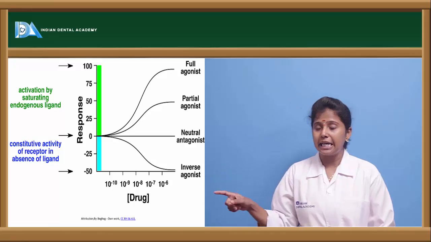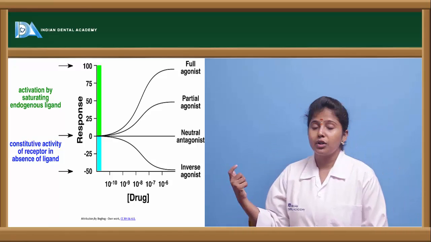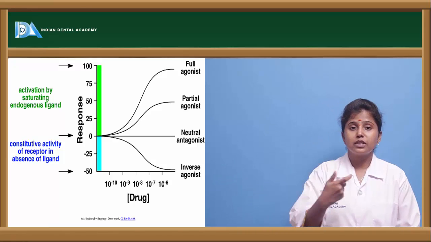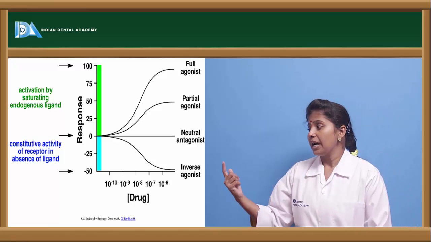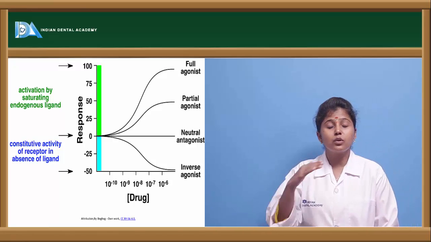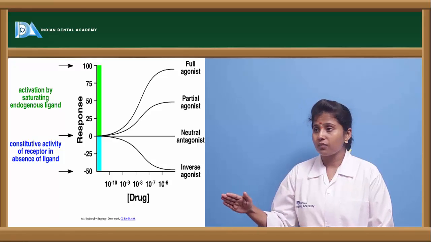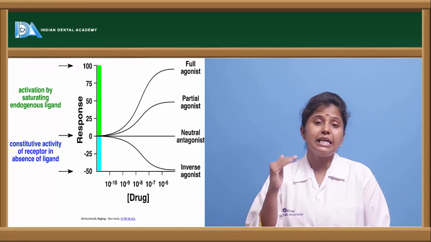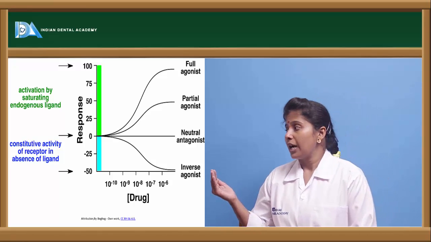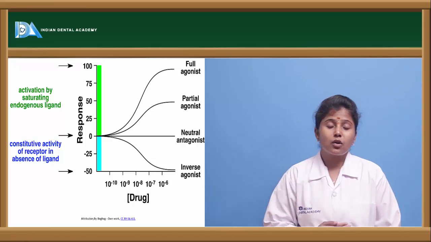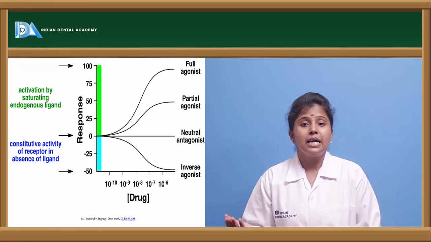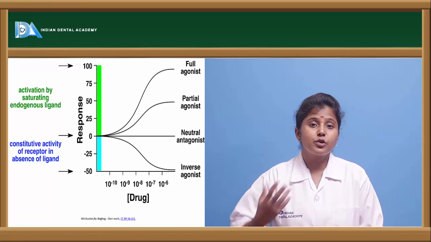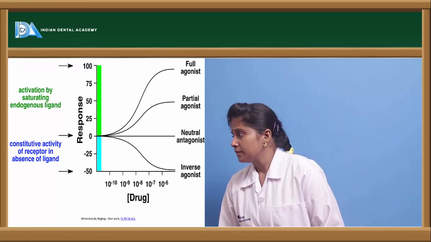Here, if we see the graph, the neutral antagonist is the one which does not have any effect. An inverse agonist is a compound which will reduce the efficacy of the drug molecule. A partial agonist is a molecule which slightly increases the agonist action. And a full agonist is a compound which completely increases, or completely shows, the effect.